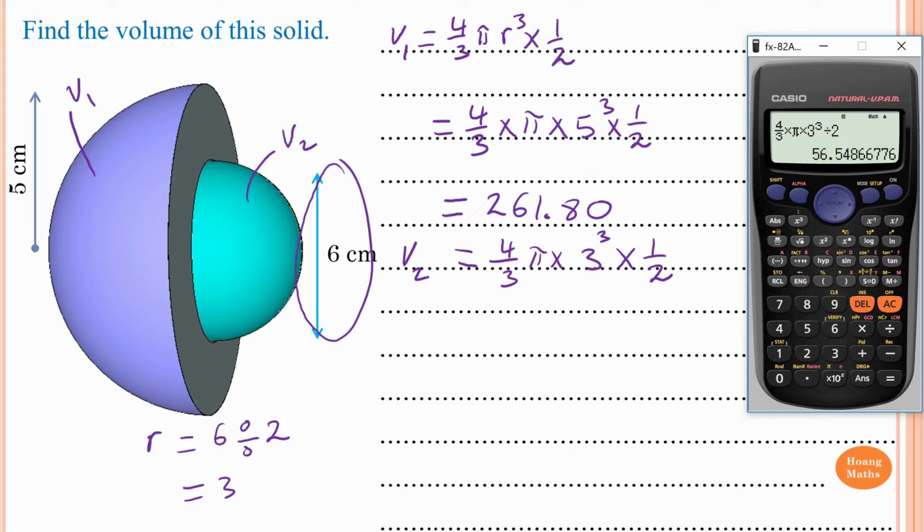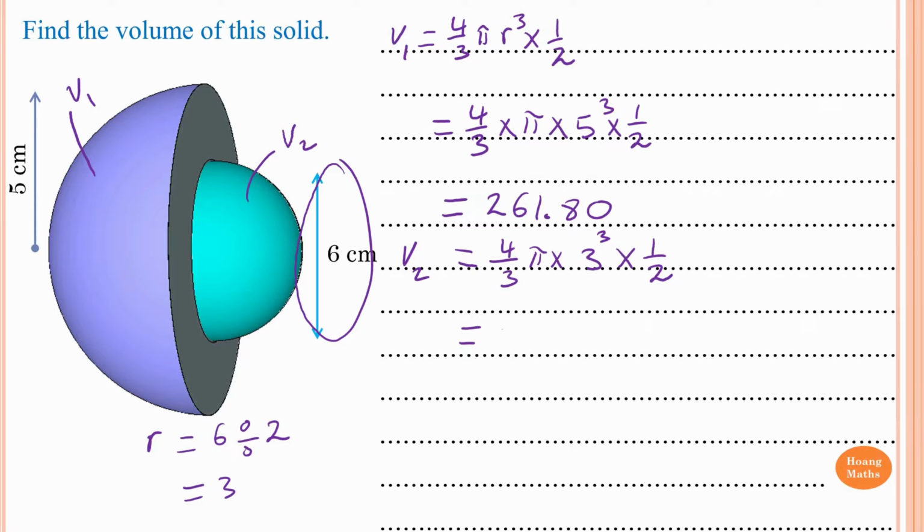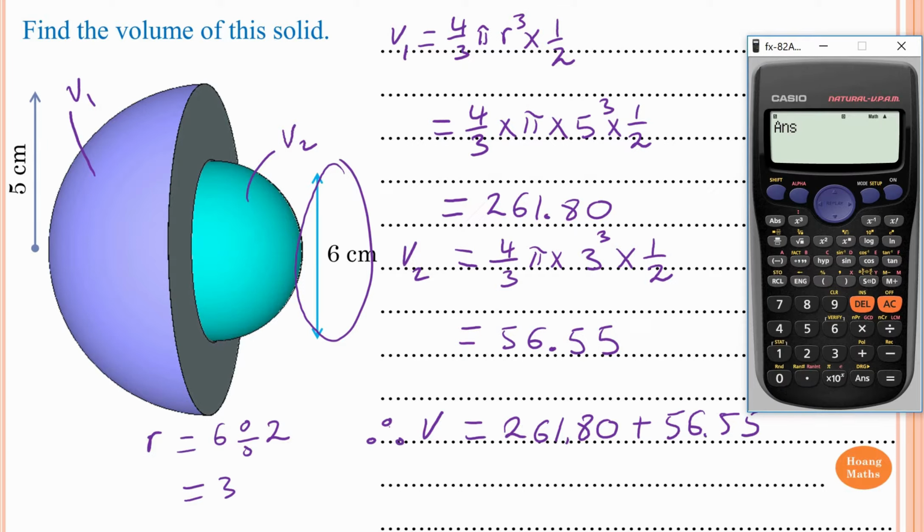So that is 56.548, and so on. So round off to 2 decimal places. So 56.55. So I just write this down. So which equals 56.55. And then now, so therefore, I just write down volume is equal to 261.80 plus 56.55. So now I just store this in memory B first. So I go alpha A plus alpha B.